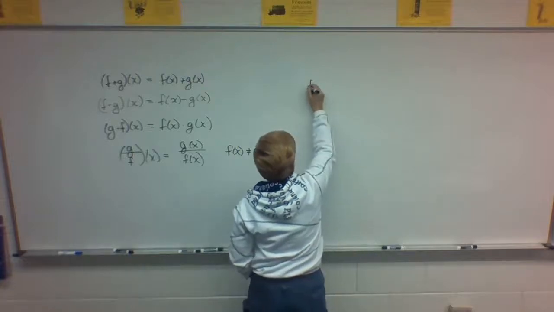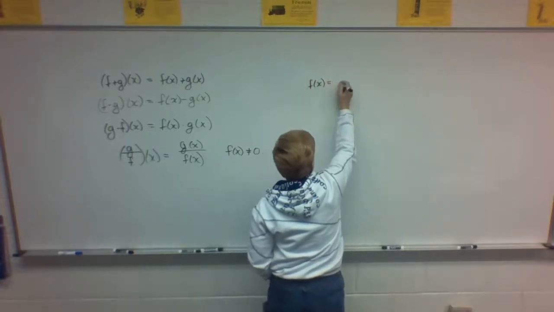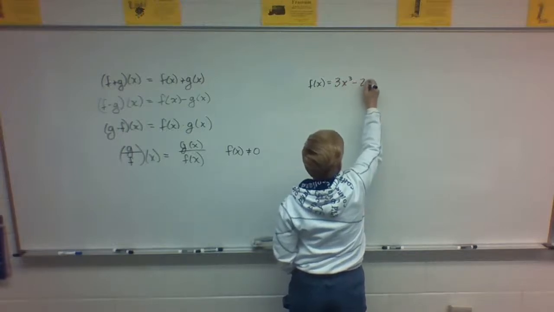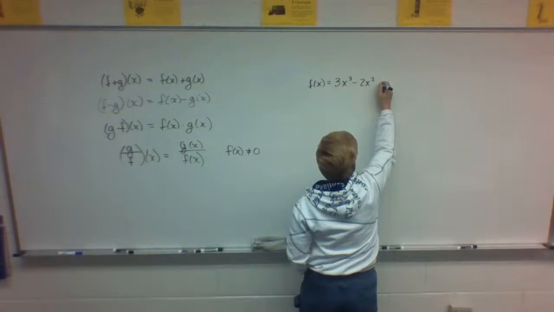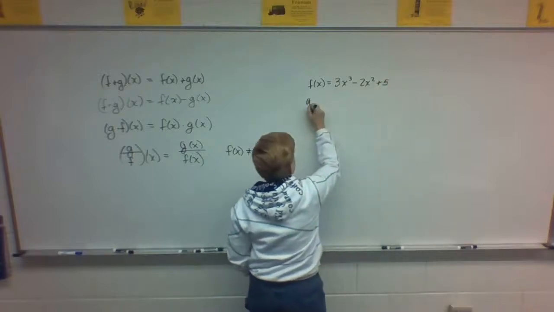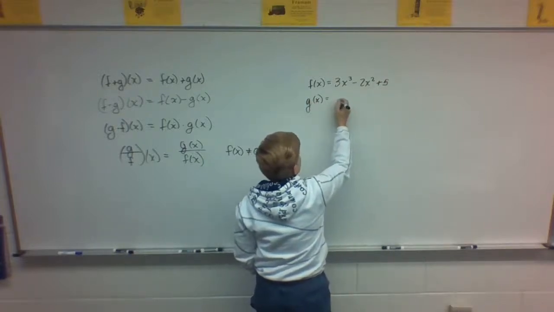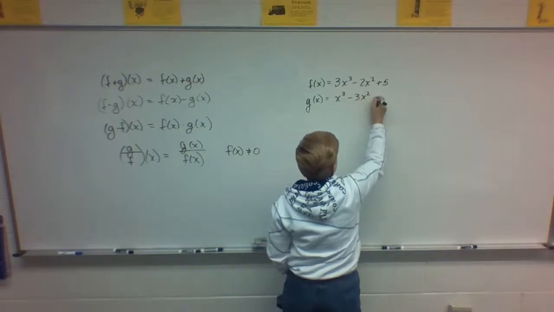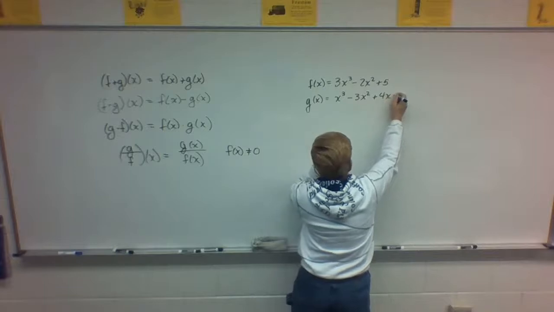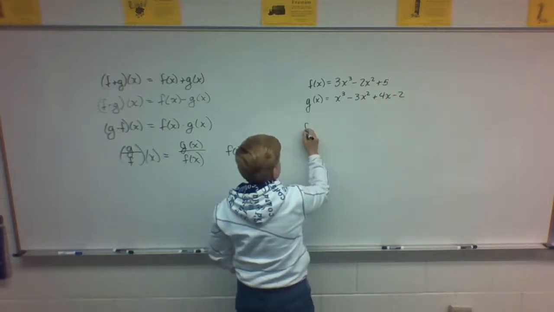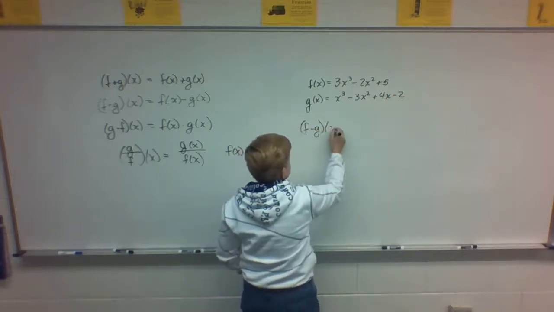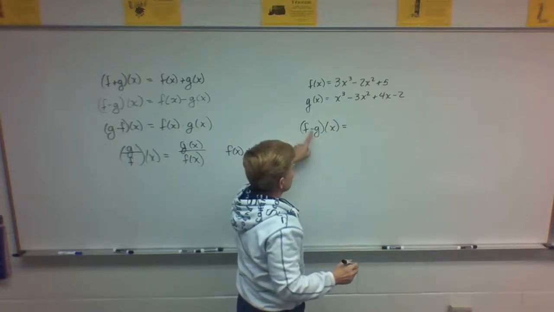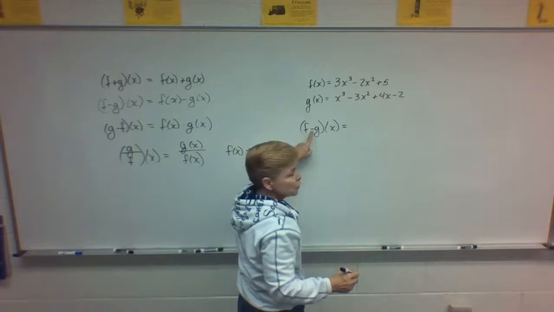So what was f in example 2? 3x cubed minus 2x squared plus 5. And g? X cubed minus 3x squared plus 4x minus 2. And they want us to do f minus g, right? Yep. Okay. F is positive, g is negative. That negative needs to be distributed entirely through g.